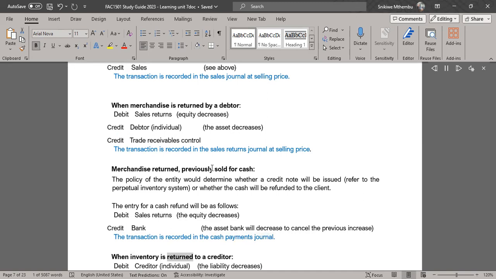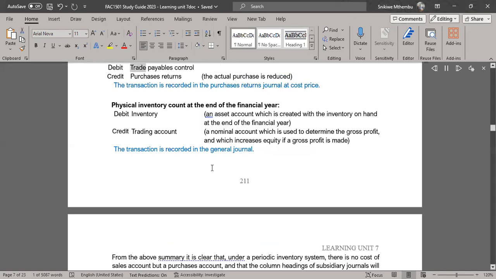When inventory is returned to a creditor: Debit creditor, individual, the liability decreases. Debit trade payables control.